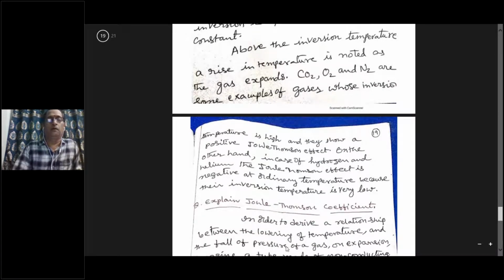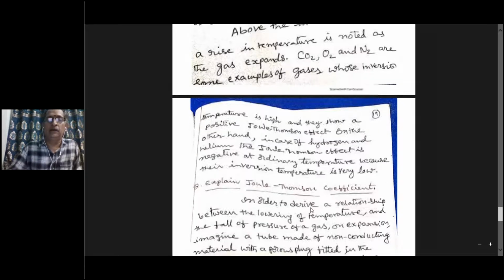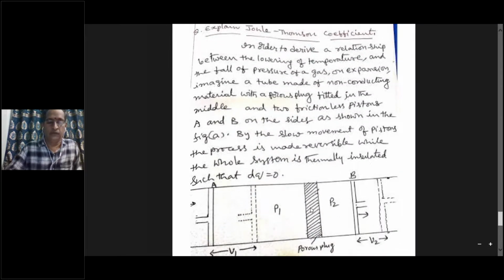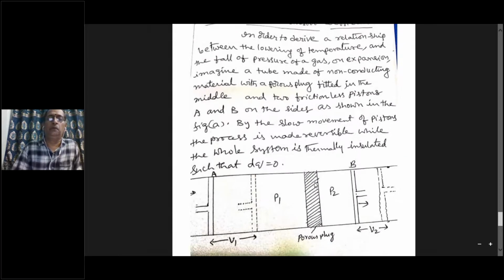Now, what is Joule-Thomson coefficient? In order to understand what is meant by Joule-Thomson coefficient, let us look at the following diagram. Here we consider a cylindrical vessel made of non-conducting material. A porous plug divides the cylindrical vessel into two parts. What is porous plug? It is a non-conducting material like plastic having small holes.